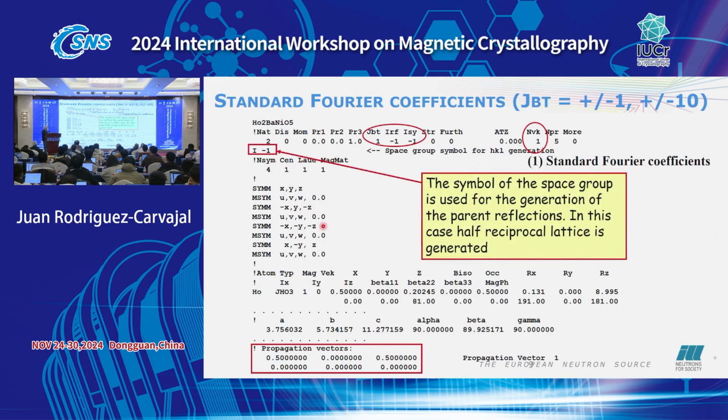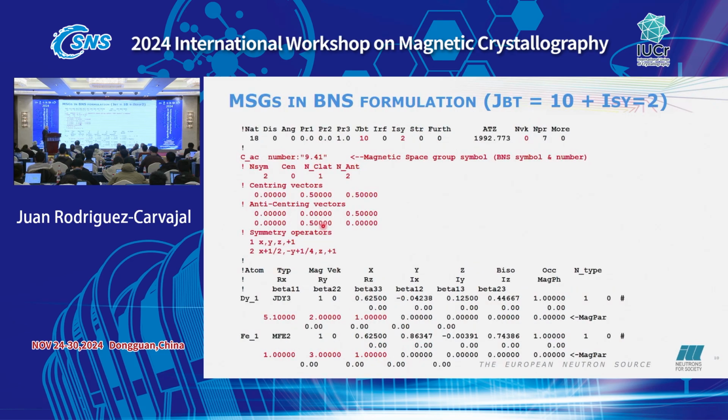Well, this is the symbol of the phase group. When you are testing, you put here a symbol which is just for generating the fundamental reflections. And in that case, we don't know the symmetry at all. In the generation of the parent reflections, in this case, half the reciprocal lattice is generated.